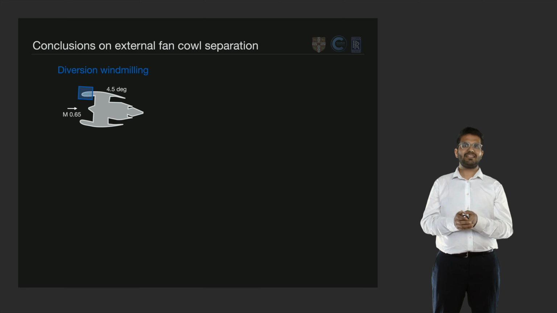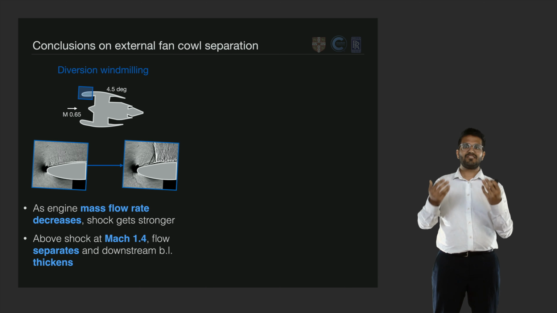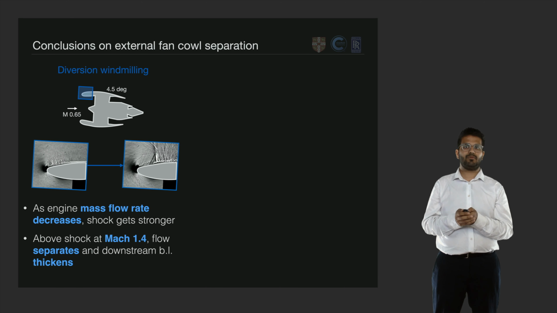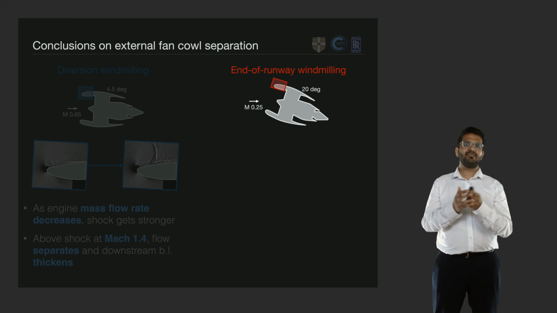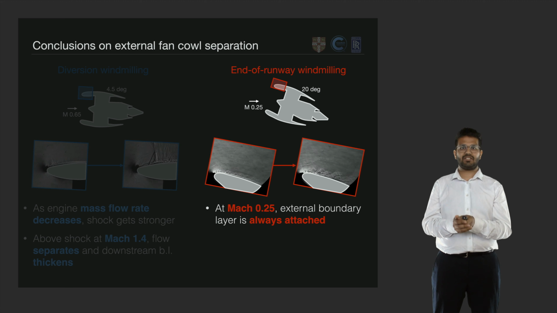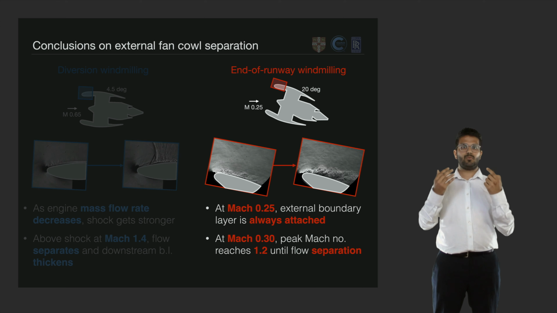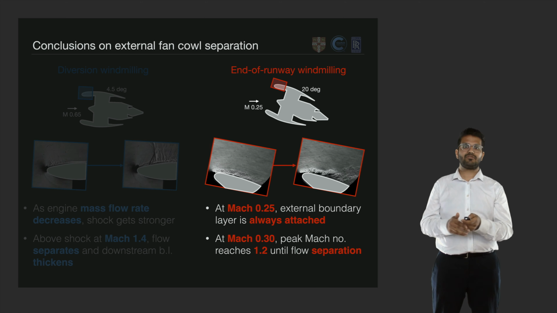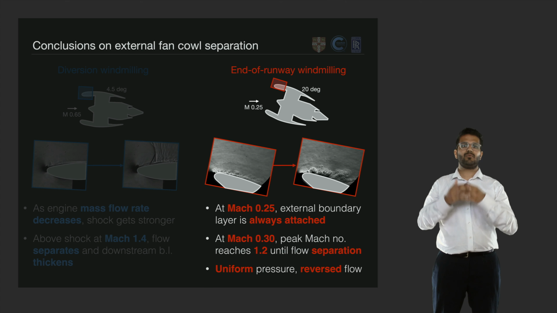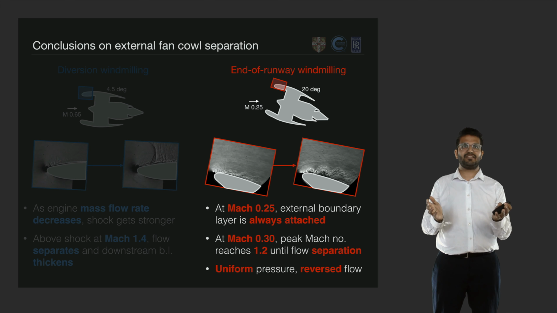So by performing these sets of experiments, firstly on the diversion windmilling flow field, we've seen the onset of separation once the shock becomes stronger than Mach 1.4. In end-of-runway windmilling, we've seen that under the nominal conditions, the boundary layer is attached for all three windmilling scenarios tested, whereas when we increase the Mach number to 0.3 at the entry, we see a supersonic region which can result in corresponding flow separation.